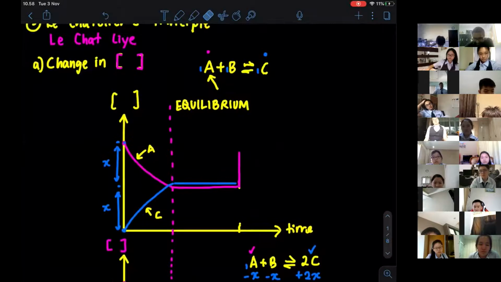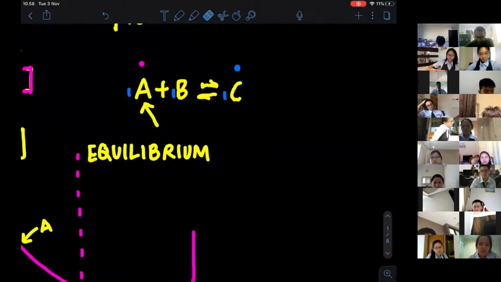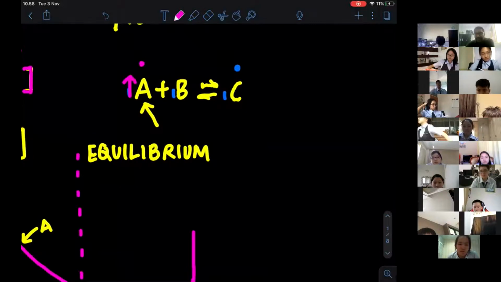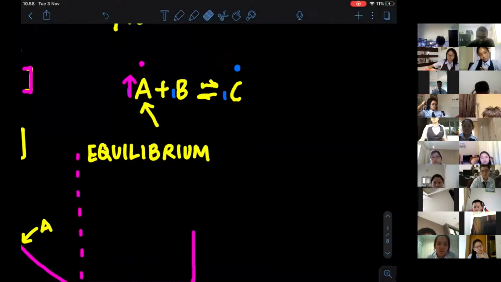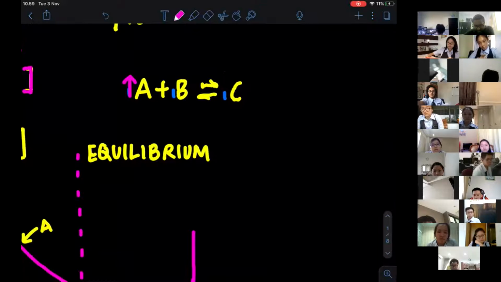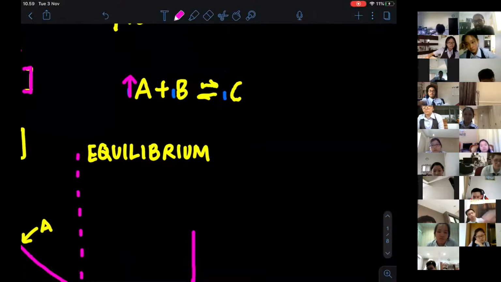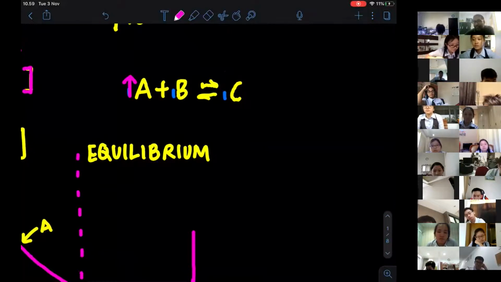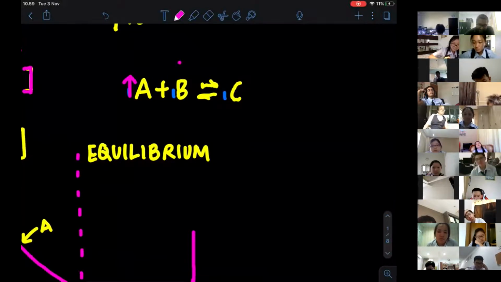According to LCP, let's actually look at this equation first. Okay, let's say now, when I increase the concentration of A, Josh, what will happen according to LCP? More C will be produced. It means you need to actually eliminate the change. How do you eliminate the change? Basically, you try to remove the extra A, so the position will shift to the right.